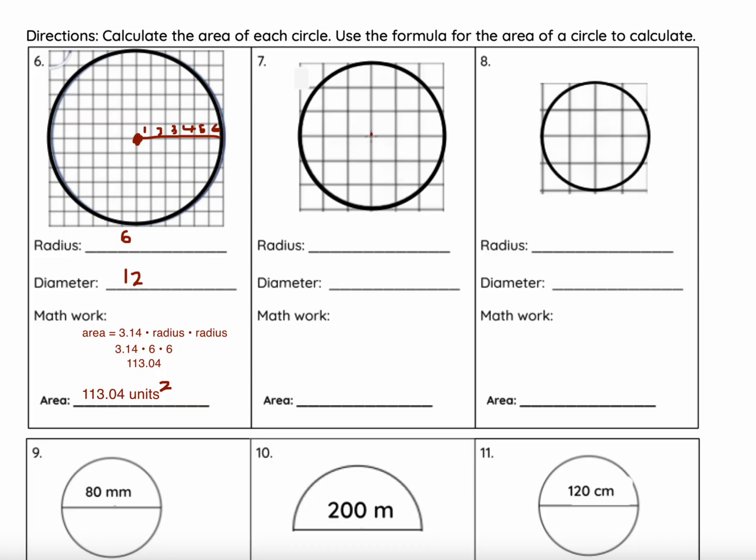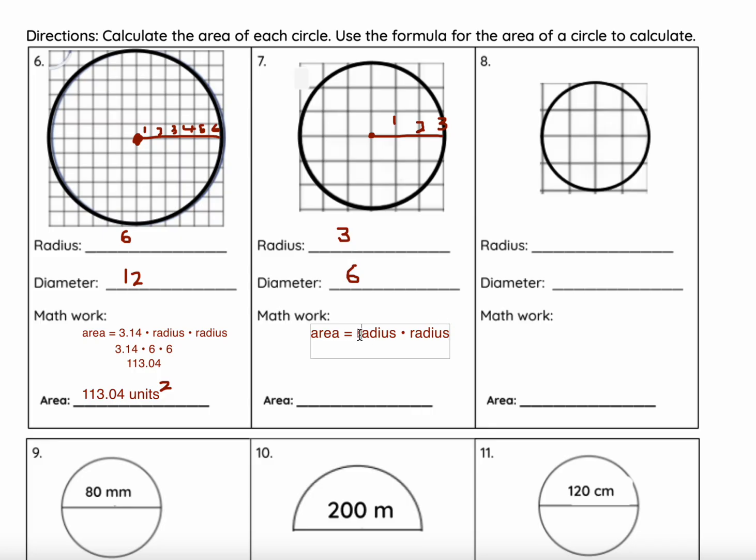Once again, I'll put my dot in the center of the circle here, and then I'll count the spaces to get to the edge of the circle. In this case, it's 1, 2, 3 spaces. So our radius is 3. The diameter is twice the radius, so 2 times 3 makes 6. Now let's show our work to find the area. We're going to use the same formula. Area is equal to radius times radius. And in this case, the radius is 3.